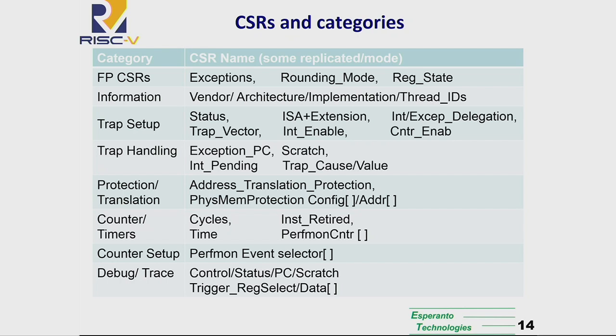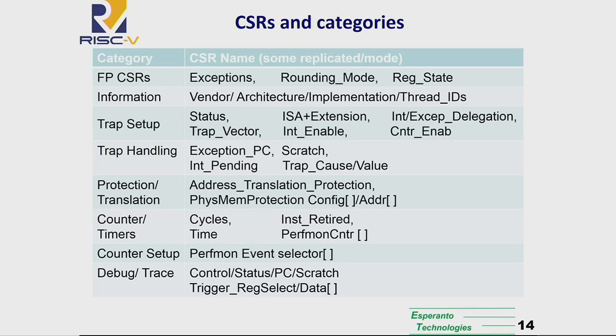You can see I wrote all the CSRs on one page. There's just not that many of them. And a lot of these are optional. The smallest version, I think, was something like 12 or 16 bits of read-write register that you needed to actually implement. That's a pretty minimal core. What I'm going to be talking about, although I seem to have more time than I thought, is primarily the trap setup and handling and the protection translation.